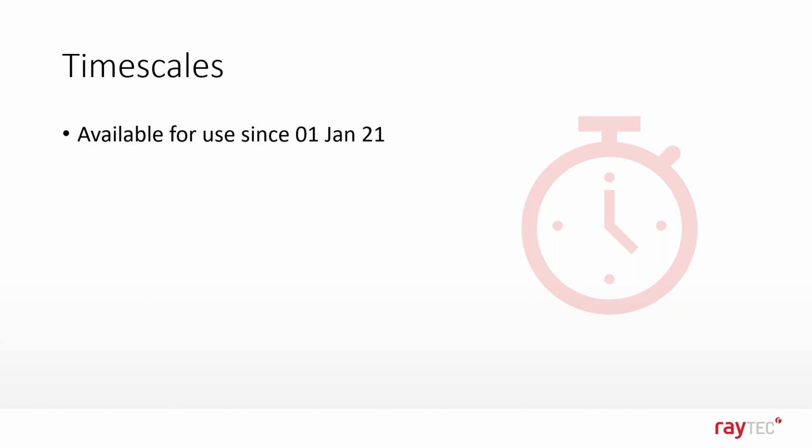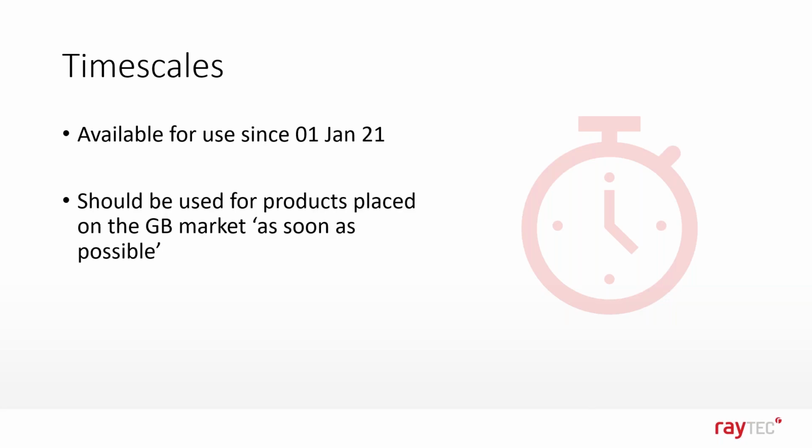About timescales. As I said, UKCA marking has been allowed on products put on the market in GB since the 1st of January 2021. And in some cases, this marking is mandatory. If the product is intended for use only on the Great British market and is conformity assessed by a UK approved body, then you must apply the UKCA mark. However, for a majority of products, we are currently in a grace period where the CE mark and the ATEX directive will still be recognised in GB, providing that the conformity of the product has been assessed by an EU 27 notified body.